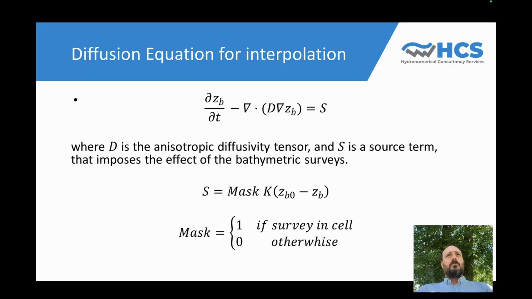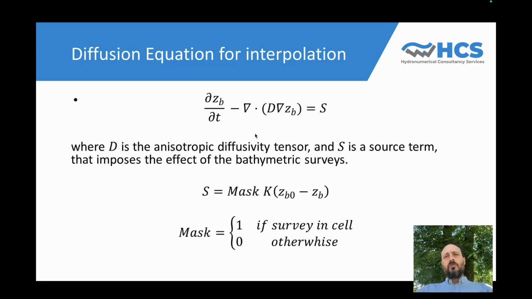Of course, we don't want our bathymetry to just be smooth, but we also want it to follow the surveys that were measured in the river. And we do that by incorporating a source term here, S, which basically forces the solution of the equation, the bottom elevation field, to be equal to the surveys, or at least very close to it. However, this source term is not active in every cell of the model, but just on the cells that actually contain a survey point. So basically, we are using the diffusion equation to smooth the solution, but we are still forcing it to go through all the measurements, let's say.